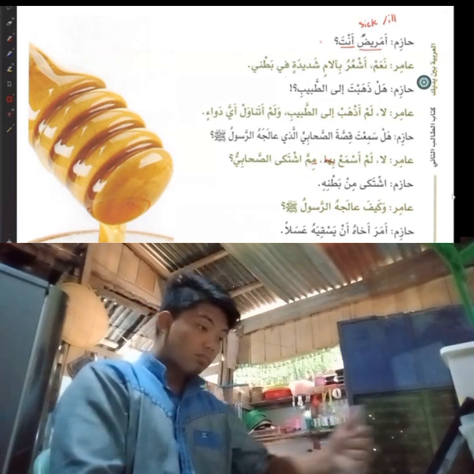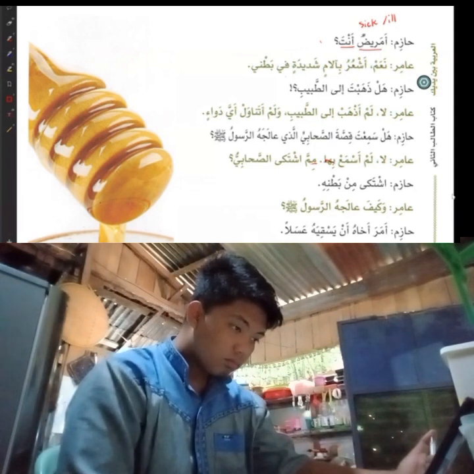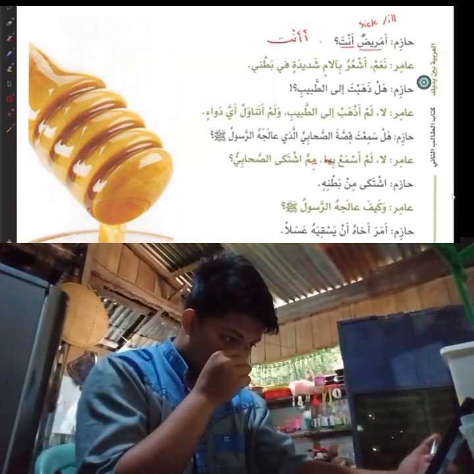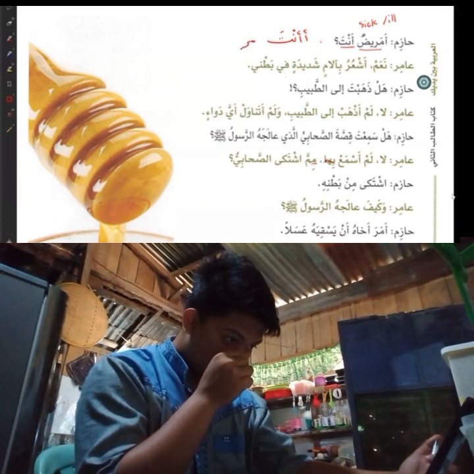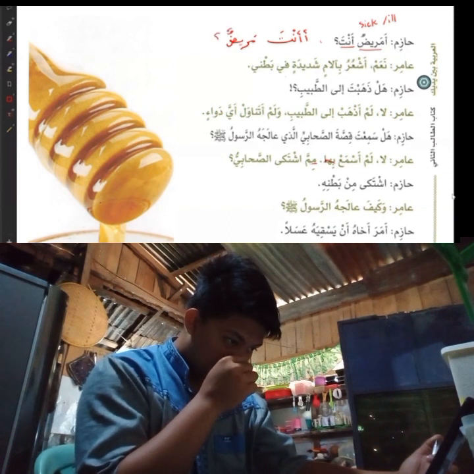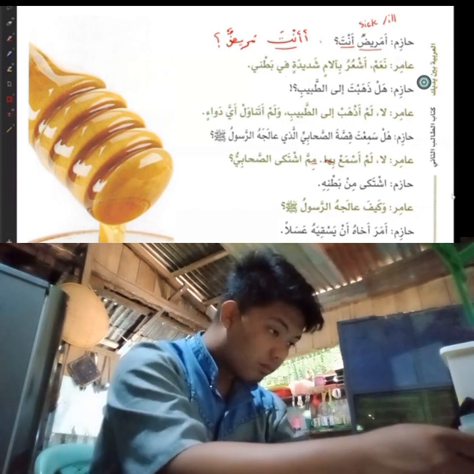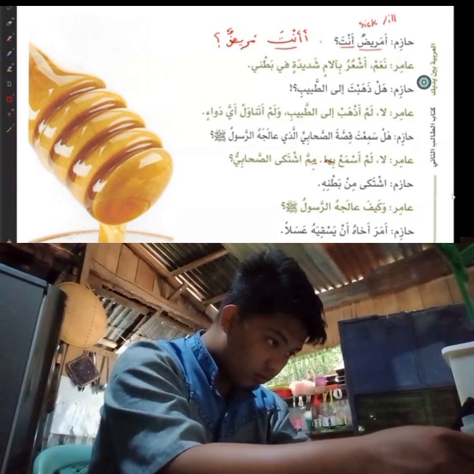The structure of this sentence is interesting. You could have said the whole thing differently. You could have said anta marid. Are you sick? And that's fine. And the book wrote it otherwise, amaridun anta. That's also fine. So are you ill?